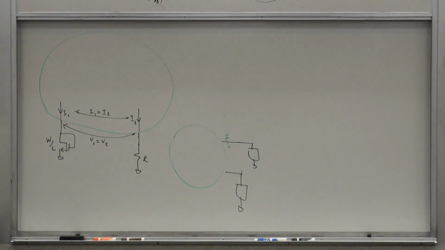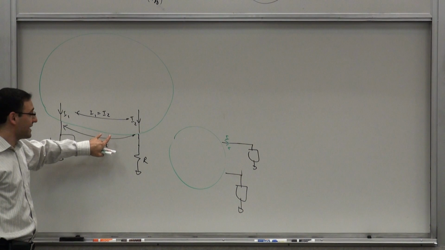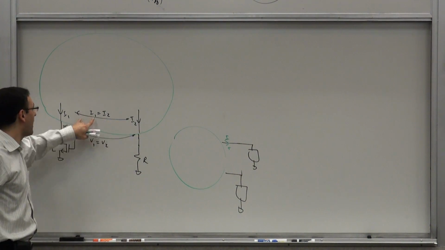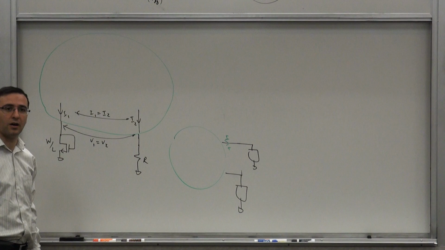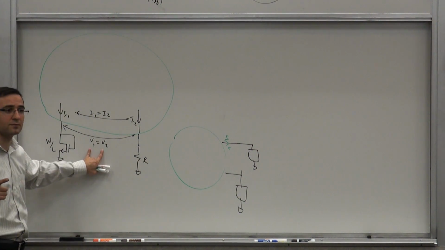So, in other words, when I say this, it doesn't mean that I tell it what I1 and I2 are. I don't have a choice of what I1 and I2 are, or V1 and V2 are.